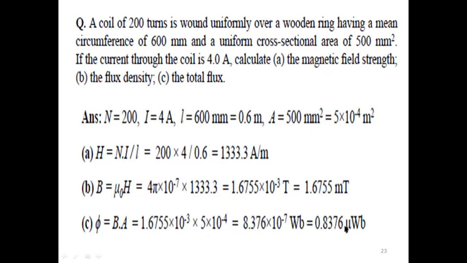You got the same answer? 8.376 into 10 to the power of minus 7. If it is the same answer, don't worry. If the answer is different, then only you have to tell me and I will give the clarification. 8.3775 into 10 raised to minus 7. Okay. What is the unit of that? Weber, we have written here. 8.376 or 77 into 10 to the power of minus 7 Weber. Is it clear now? Yes, sir.